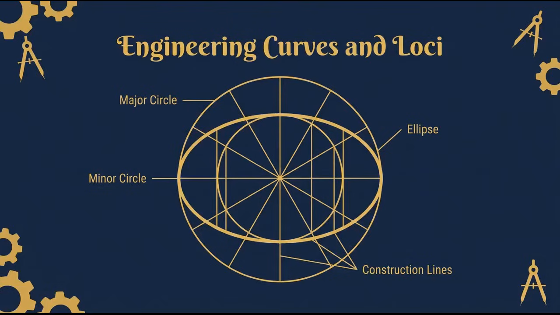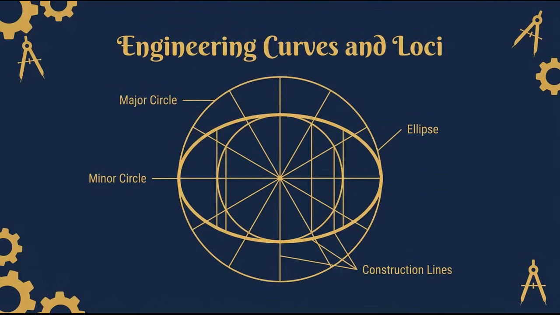A standard instrument method for drawing an ellipse, given its major and minor axes, is the concentric circles method. You draw 2 concentric circles with diameters equal to those axes, divide them into equal angles, and use corresponding ordinates to transfer points that map out the ellipse.